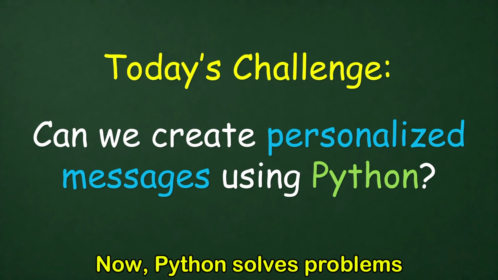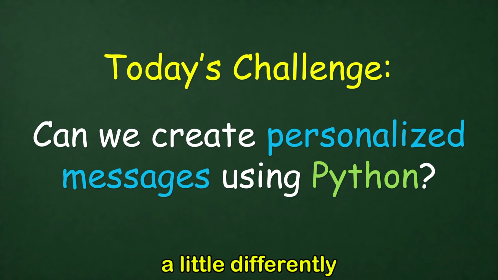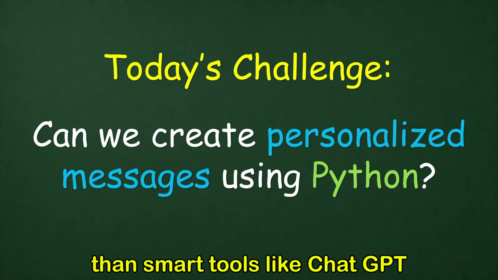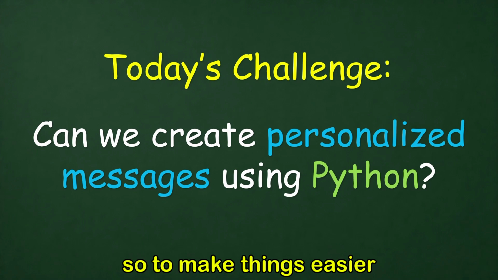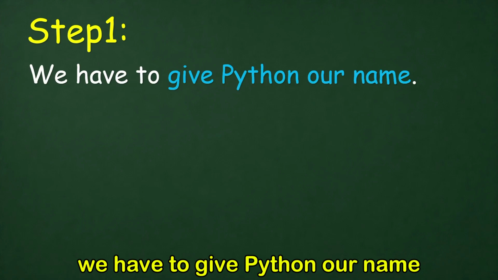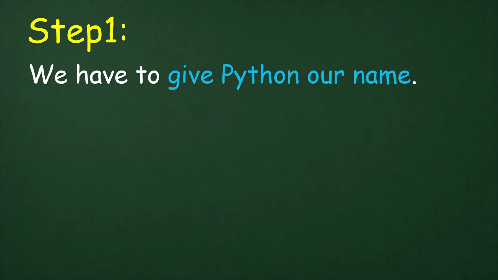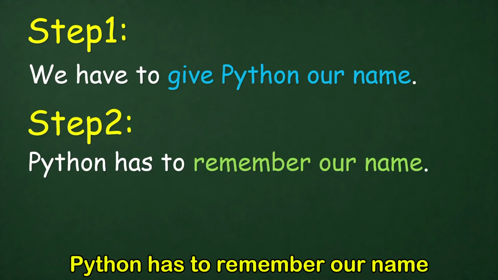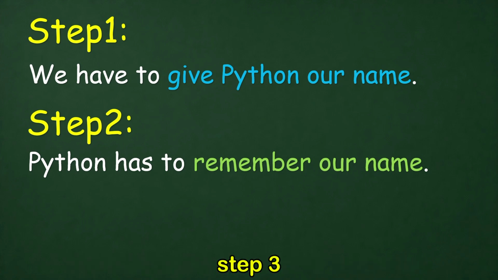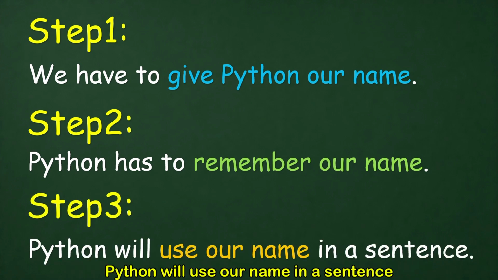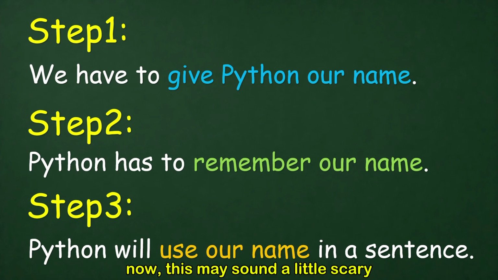Now, Python solves problems a little differently than smart tools like ChatGPT. So, to make things easier, let's write the steps we need to follow. Step 1. We have to give Python our name. Step 2. Python has to remember our name. Step 3. Python will use our name in a sentence. Now, this may sound a little scary, but trust me, it's going to be super fun. Let's go step by step.